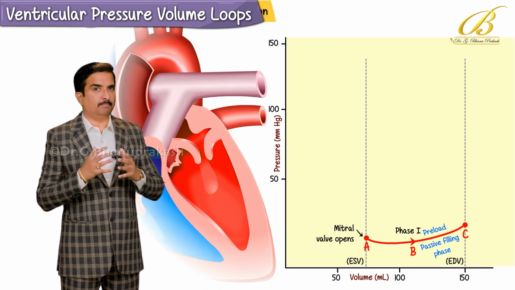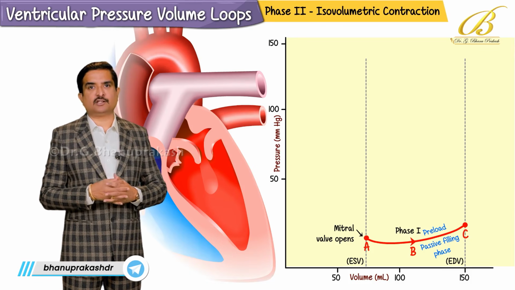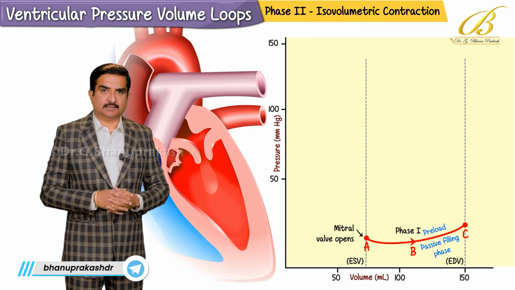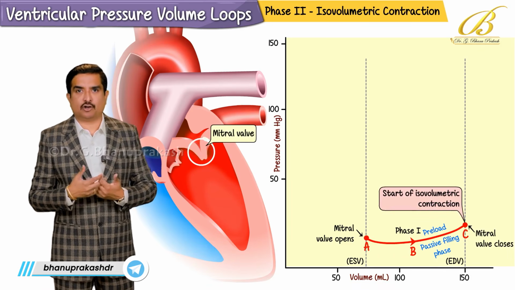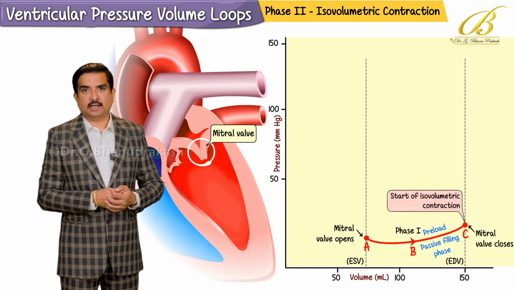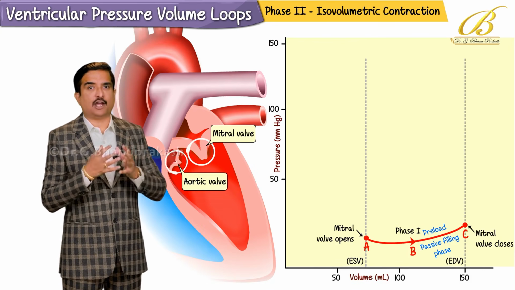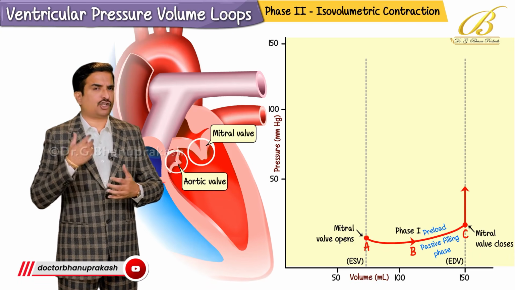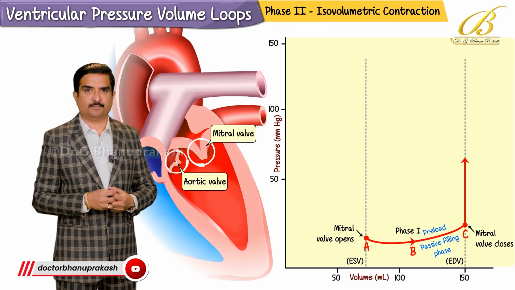Now we are talking about the beginning of phase 2, which is the isovolumetric contraction phase, which is point C to point D. At point C, the mitral valve closes. This marks the start of the isovolumetric contraction, which is the first part of the systolic period of the cardiac cycle. The volume stays constant during this period because both the mitral valve and the aortic valve are closed, and the ventricular muscle fibers contract sharply, increasing the pressure without ejecting any blood.